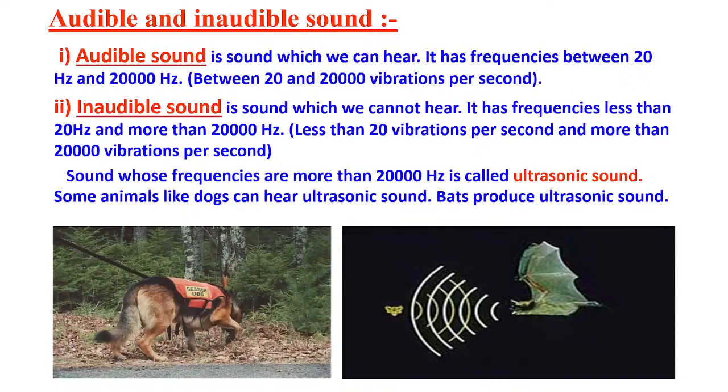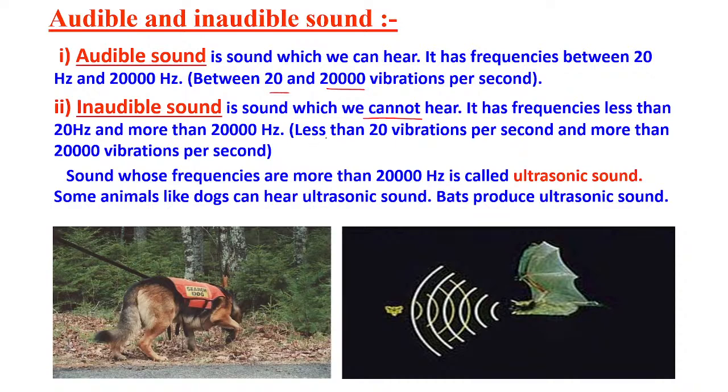So audible and inaudible sound, as I already told you: audible means that we can hear, inaudible means that we cannot hear. What's the audible sound range? It is between 20 to 20,000 hertz. We cannot hear less than 20 hertz and we cannot hear more than 20,000 hertz.